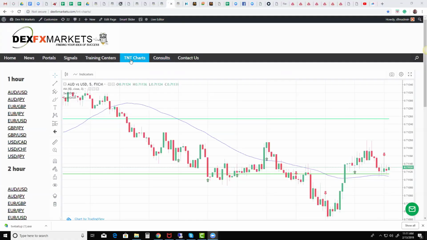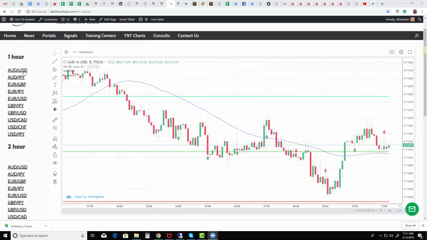All right, so when we get to the TNT charts, because it's 11 o'clock, I'm just going to hit it right off the bat. We're just going to go straight here at Auto USD. And what we're looking for, see, we have the downtrend, and we're going to go through this pretty quickly. We got a downtrend.